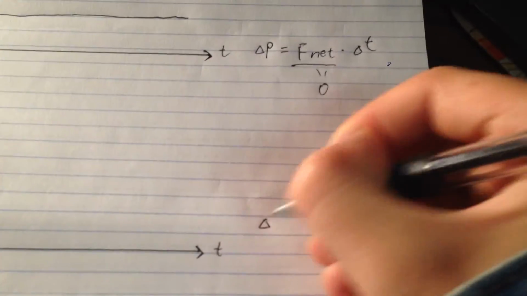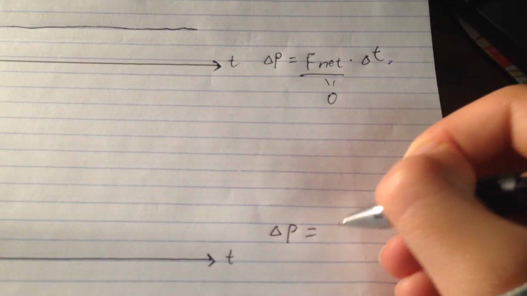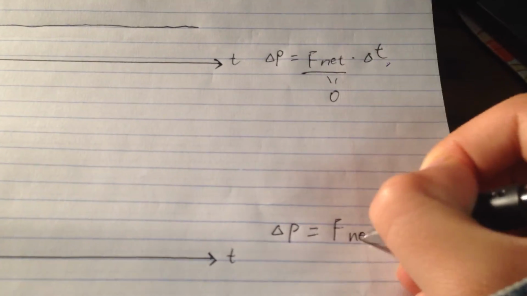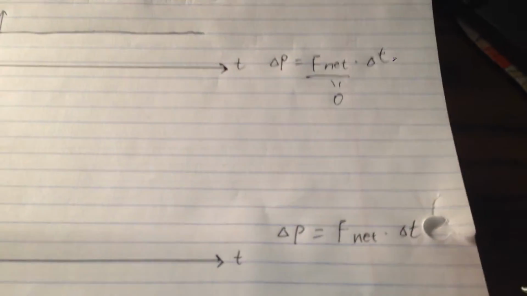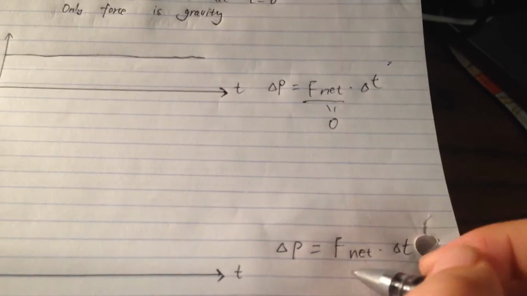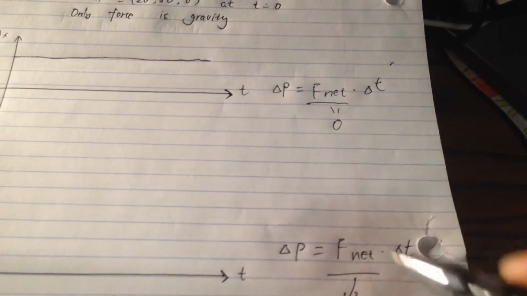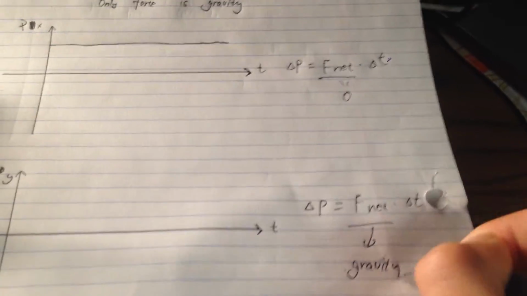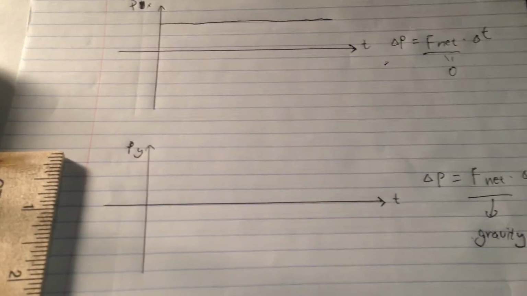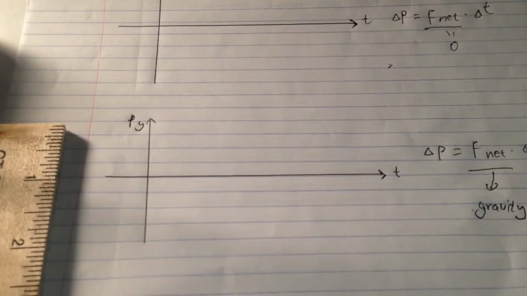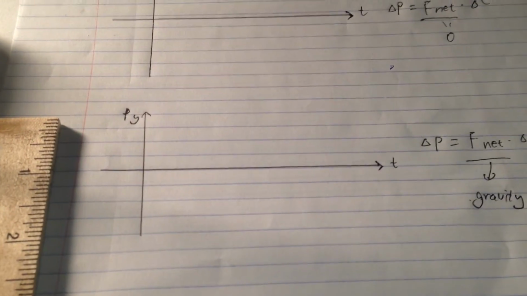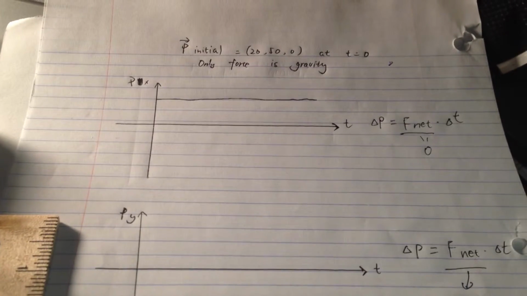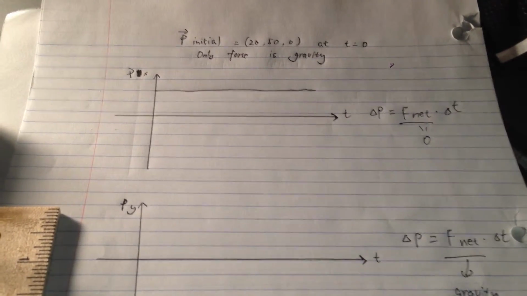Second, we analyze the momentum change in the y direction. Again, according to the momentum principle, the change of momentum equals the net force times the time interval. And in this situation, the net force is only gravity, which is a constant. So we can conclude that the momentum in the y direction changes at a constant pace. And according to the problem, it begins with a positive number.